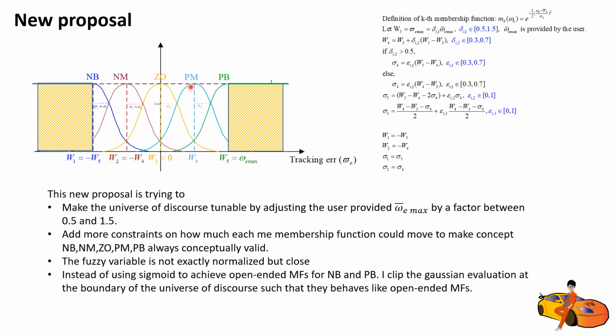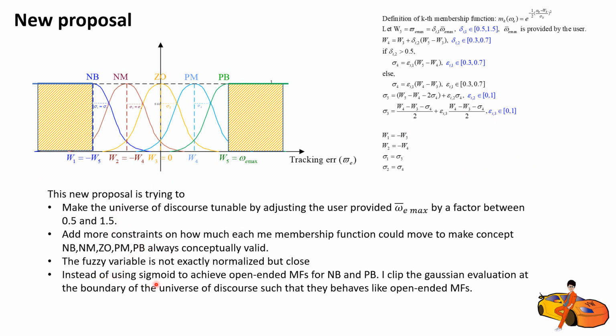Similarly, the NM is symmetrical to PM, and spread-wise, this sigma 1 is equal to sigma 5, sigma 2 is equal to sigma 4. And then in this new proposal, the fuzzy variable is not exactly normalized, but kind of close by after adding those constraints. It does not exactly sum to 1, but it's better than before, and it's close by imposing those constraints.